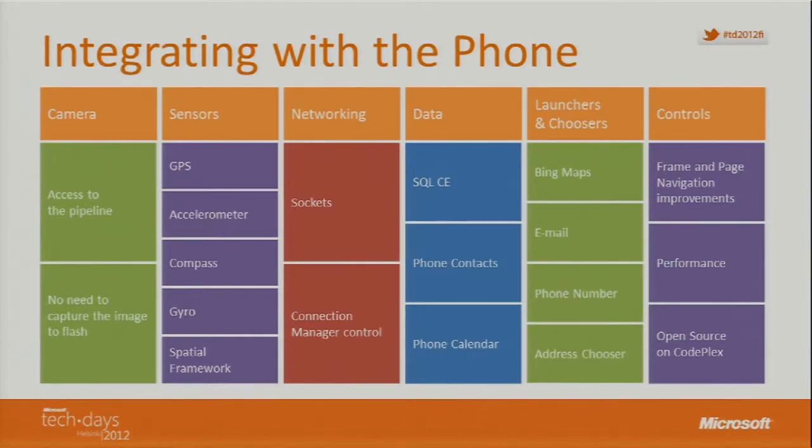Also, let's say that you would like to send a text message or email or take a picture with your phone. Instead of going really close to the raw metal, in a way, you use APIs and services called launchers and choosers. So launchers are something that launches, for example, an SMS message. But because of the privacy standpoint, the developer can't send SMS messages from the phone without the user knowing that.